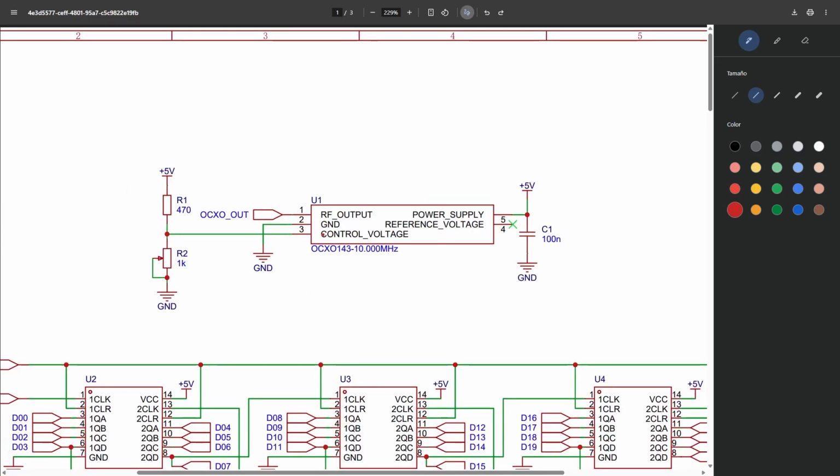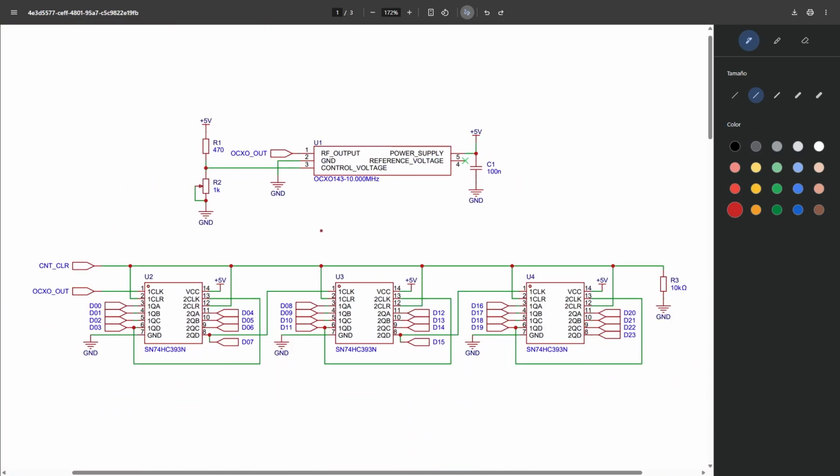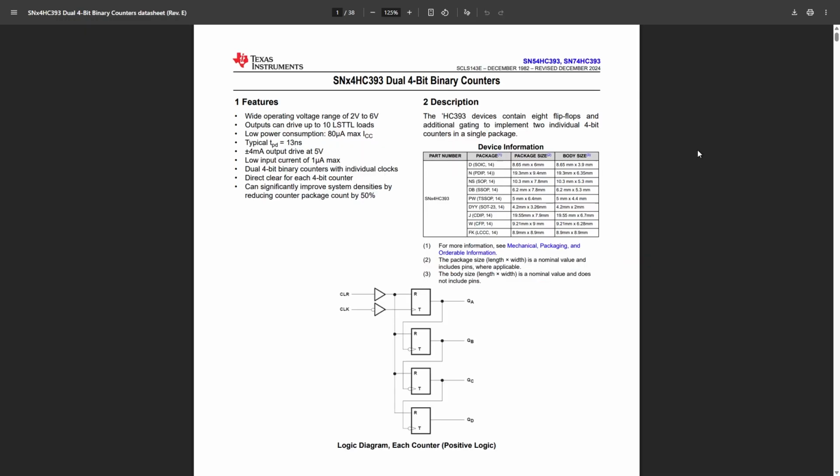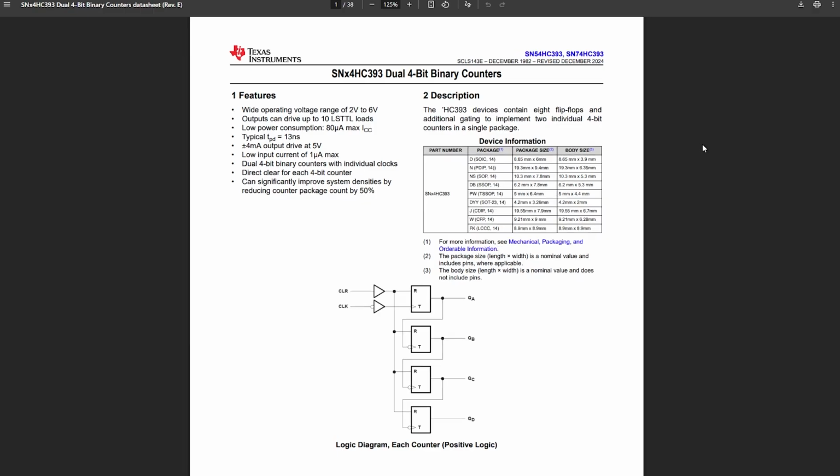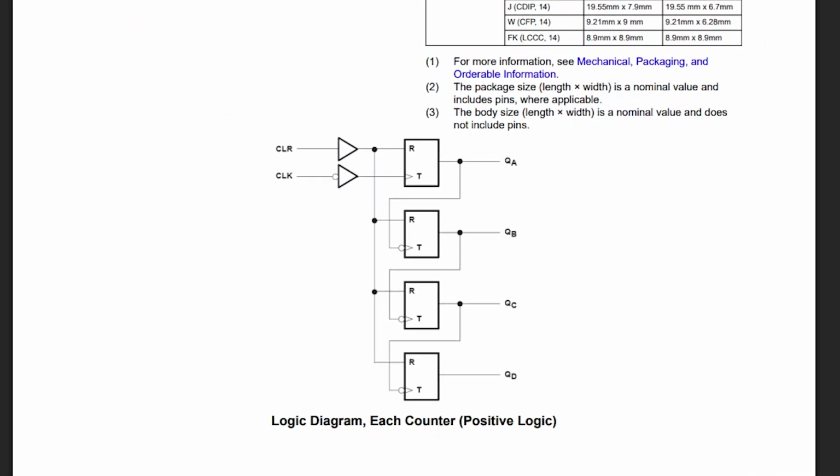Right below the OCXO, we can see 3 binary counters, U2, U3 and U4. I've chosen the SN74HC393 from Texas Instruments. If we take a look at the datasheet, we can see that these chips are dual 4-bit binary counters. In other words, a single IC has 2 binary counters of 4 bits each. We can see at the bottom of the page the logical diagram of each of these counters.